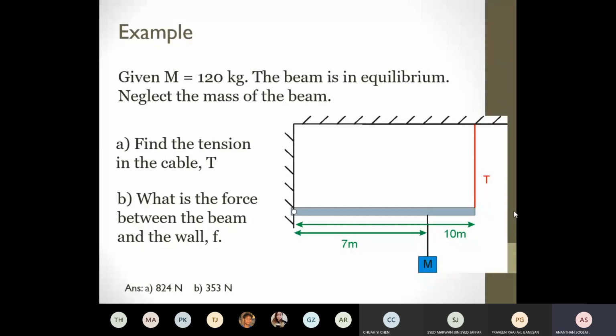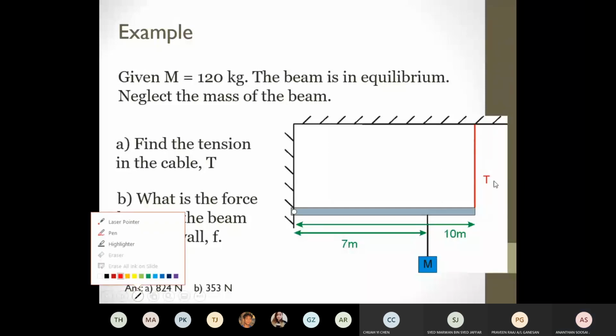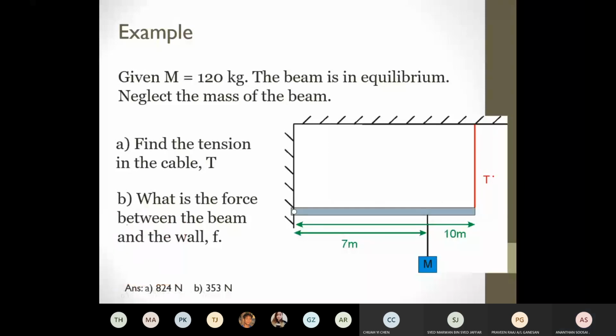Now you see on this slide, you are seeing an object again. It's in equilibrium. The beam is in equilibrium. Neglect the mass of the beam. So find the tension of the beam. How much is the T applied in this system? How much is the T?